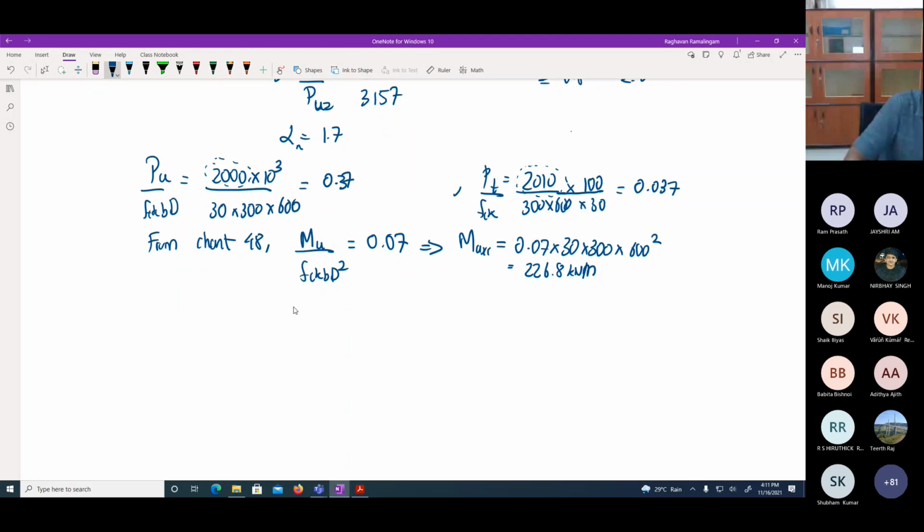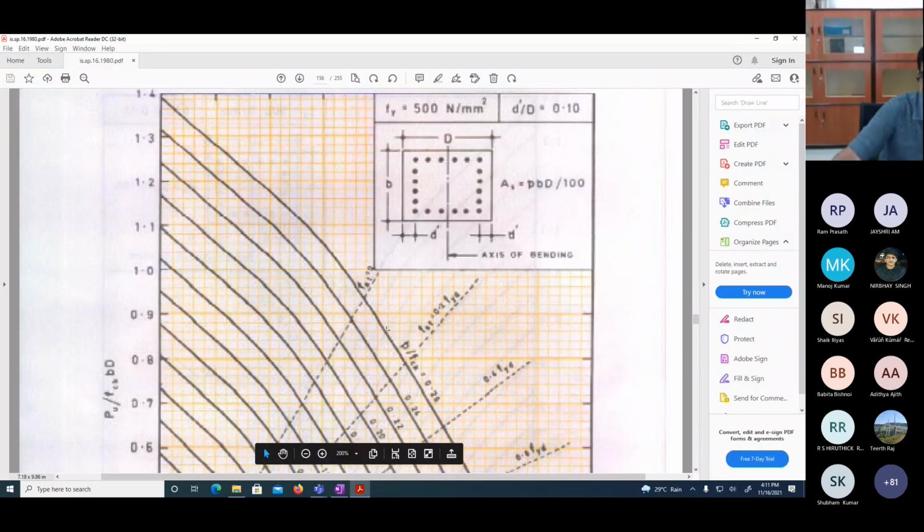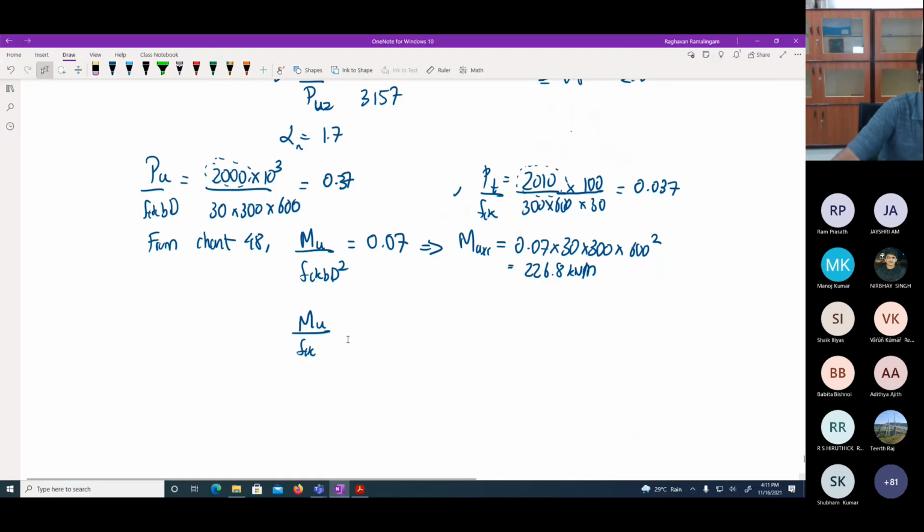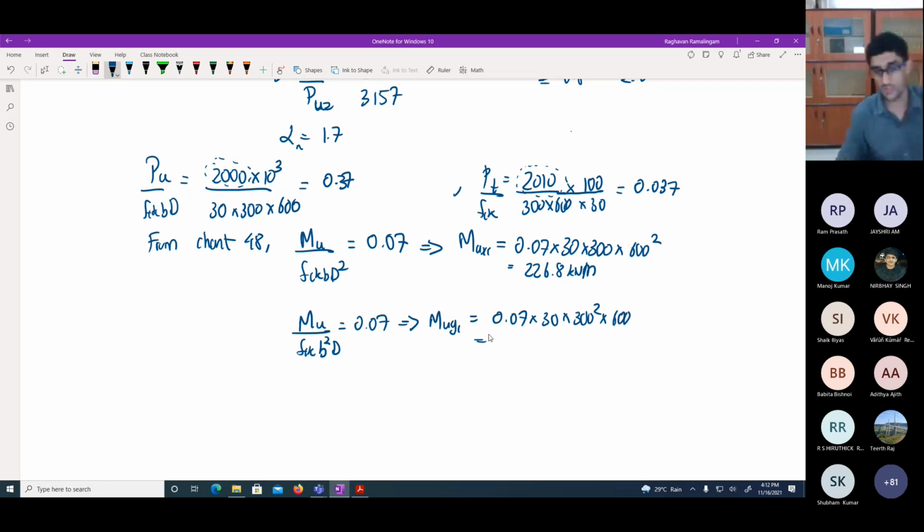Similarly, we can do Mu by fck. It's the same chart which I'm going to use, because everything else is the same, except that now because I'm looking at Muy, my B becomes D and D becomes B. So I'll say Mu by fck B square D equals 0.07, giving me Muy1 equals 0.07 times 30 times 300 squared times 600. So how much kilonewton meter? 113.4.